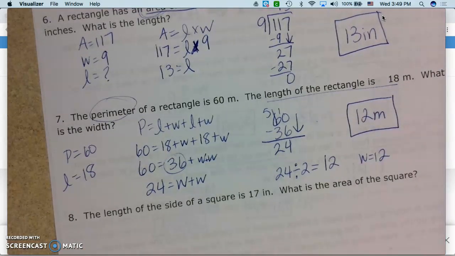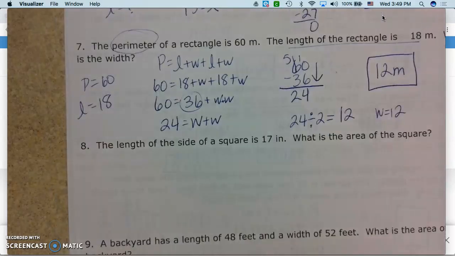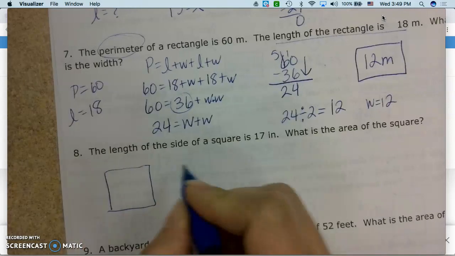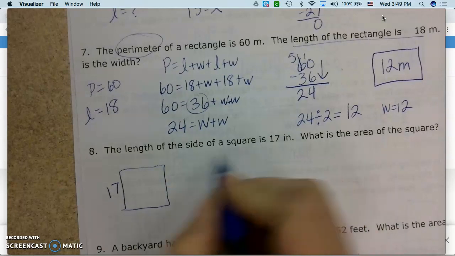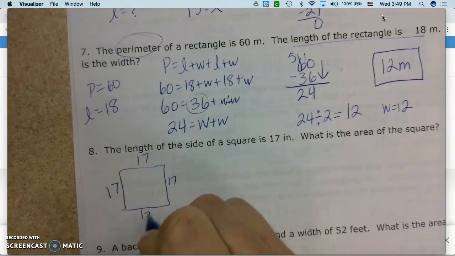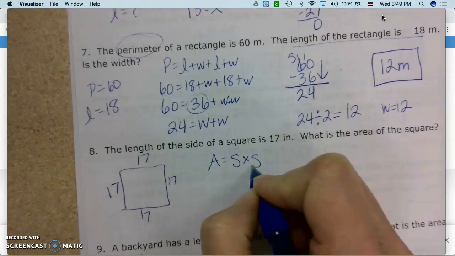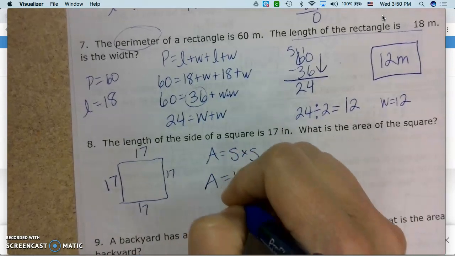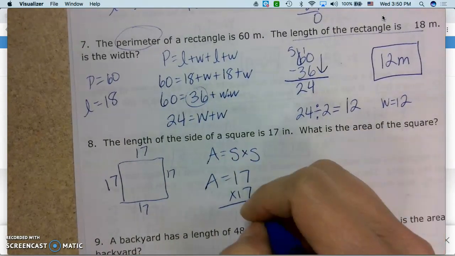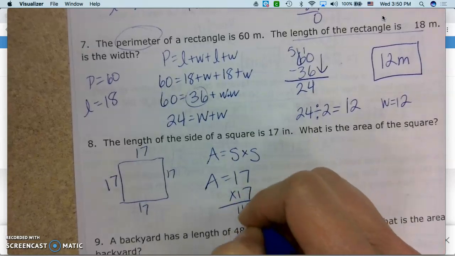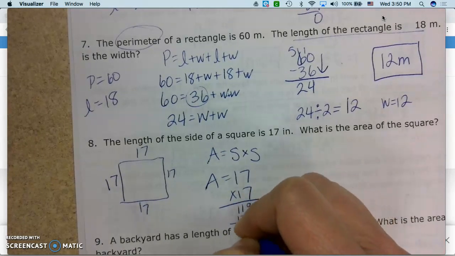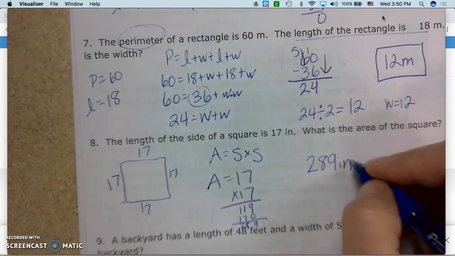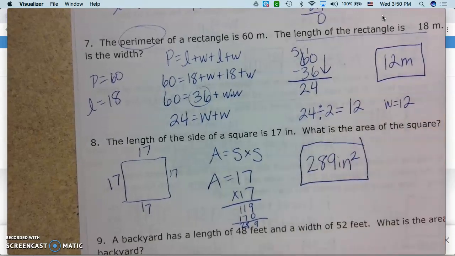All right, you would do the same thing for this one. They give you the length of the side of a square. Well, you have to know that a square has all four sides the same. So if one side is 17, then all the sides are 17. And to find the area of a square, it's side times side. You can also think of it as length times width, just where your length and width are the exact same. So I need to do 17 times 17. So it would be 289, and it's inches, and it is an area, so it would be squared.